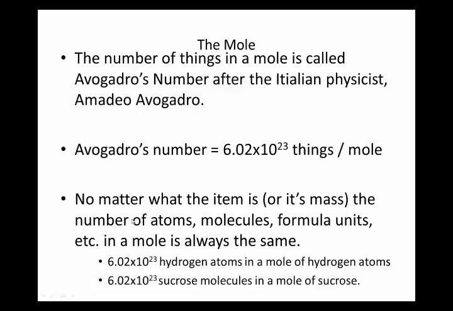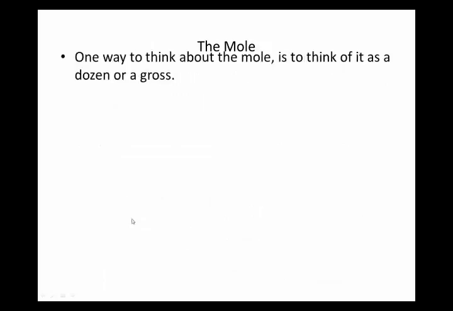6.02 times 10 to the 23rd sucrose molecules in a mole of sucrose. It's just whatever we're talking about. The easiest way to think about it is it's like a dozen or a gross. A dozen is 12 things, a gross is 144 things, and a mole is 6.02 times 10 to the 23rd things. It's just a really large number for dealing with very small things.